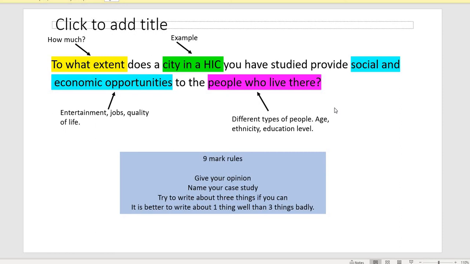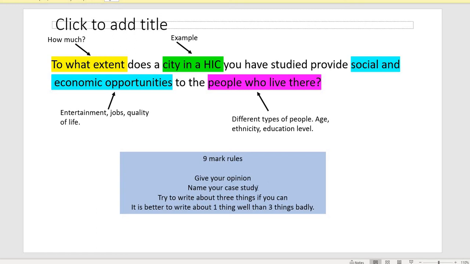Now, when you are trying to answer a 9-mark question, in order to do well, there are certain things that you need to try and do, okay? You will always or usually have to give your opinion, okay? The question will usually ask you what you think about something. And so you would then start off your answer by saying what you think and then presenting your evidence to back that up, okay? You need to name your case study.